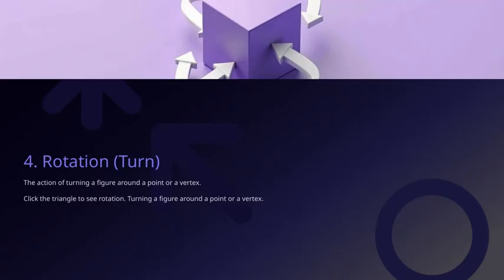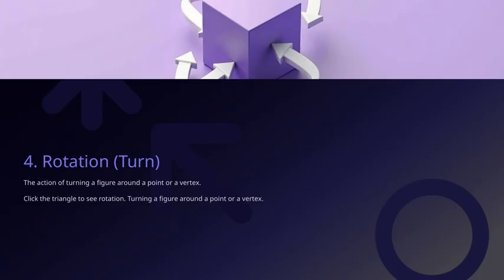Let's take a look at the concept of rotation, which is also known as turn. Essentially, it involves turning a figure around a specific point or a vertex. Imagine spinning a shape around a fixed spot. That's exactly what rotation is. Now, if you click on the triangle, you'll see a visual demonstration of this action.